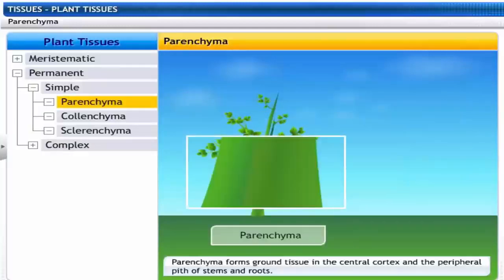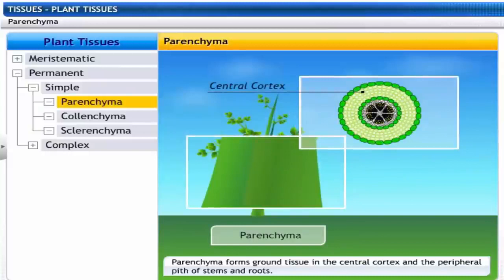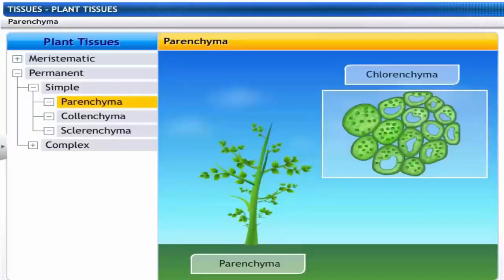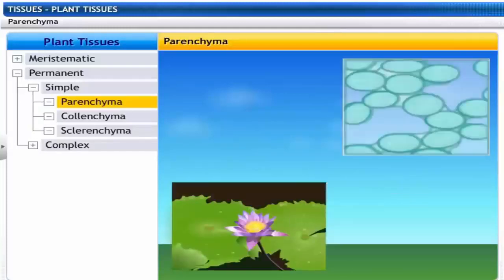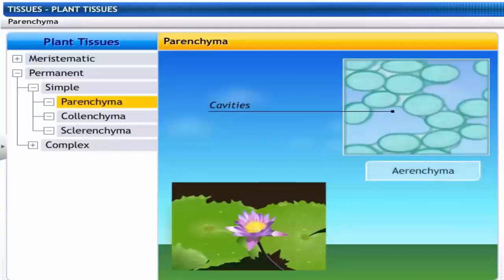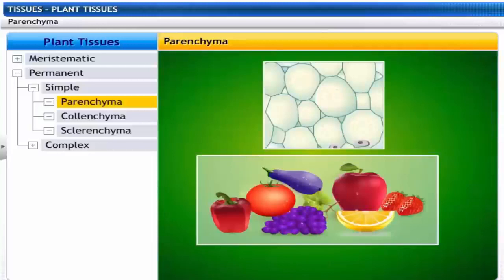Parenchyma forms ground tissue in the central cortex and the peripheral pith of stems and roots. In leaves, they contain chloroplasts and are called chlorenchyma, which help in photosynthesis. In aquatic plants, parenchymatous cells contain large air cavities that help in buoyancy and are called aerenchyma. Parenchymatous cells in fruits and vegetables are filled with starch, which help in food storage.